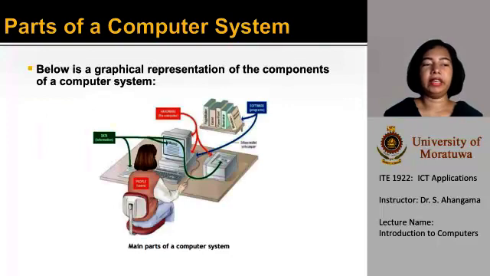As illustrated here, you can see the main parts of a computer system. A computer system is not only hardware and software. To properly operate a computer system, you need users, as well as data that you're going to input into the system. So we can consider a computer system includes hardware, software, data, and users.